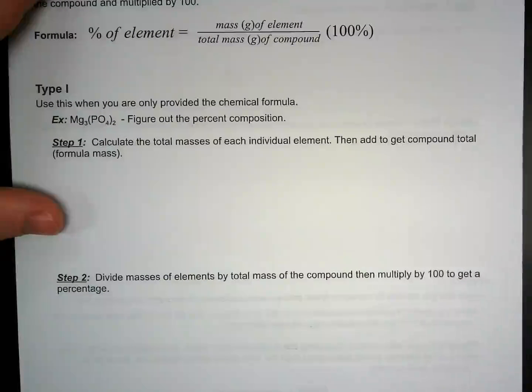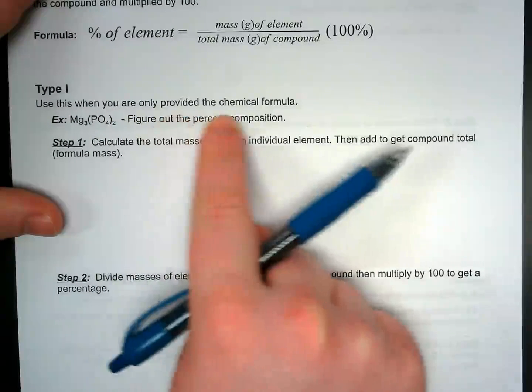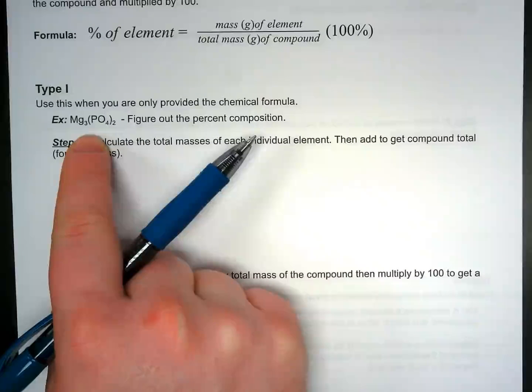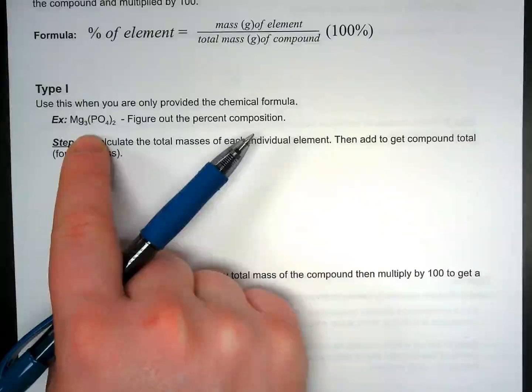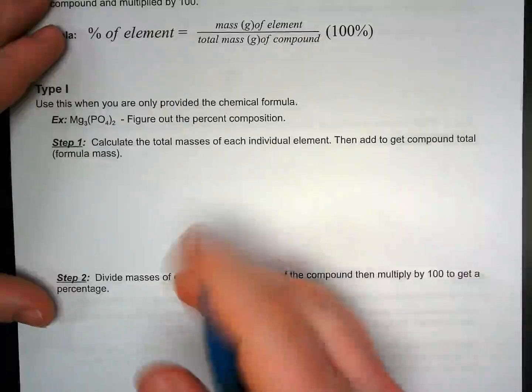So type 1. As it says here, we're only using this when you are only provided the chemical formula. That's to say you're just given Mg3PO4, so you're given magnesium phosphate, and you're just told, tell me what is the percent composition here. So what we're doing is finding the percent composition of each element found inside of this formula. So it would look like this.